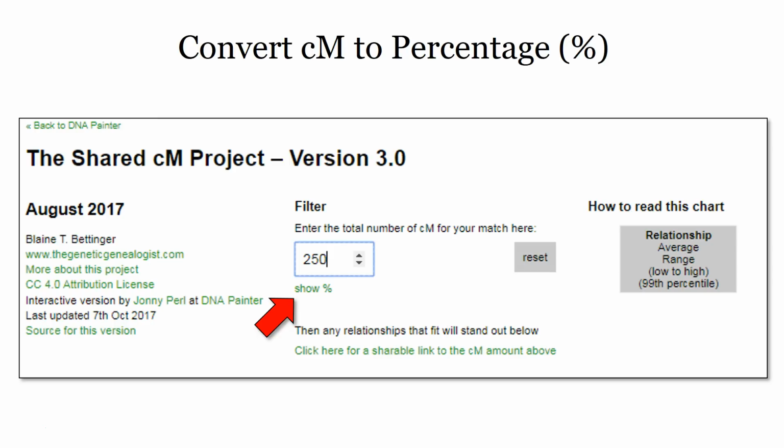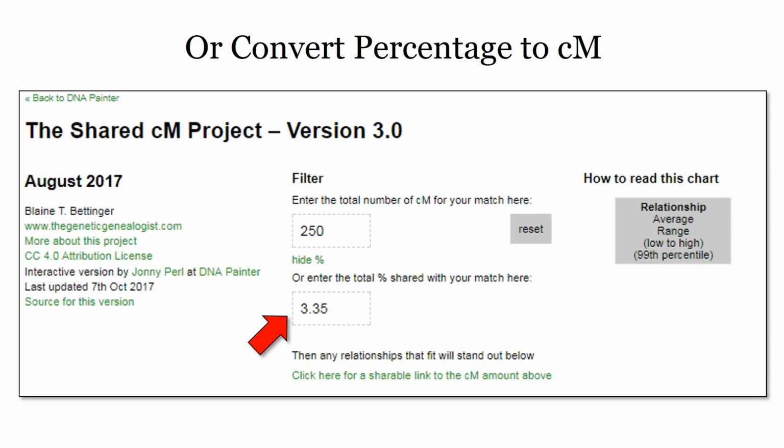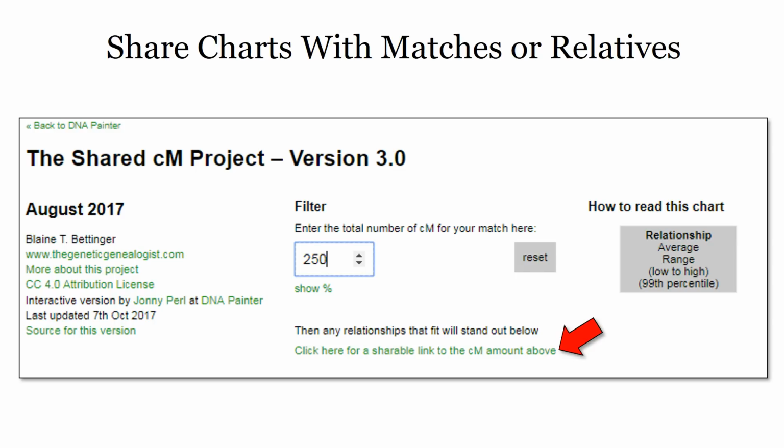So what I can do now is I can enter in 250 and I can show percentage, and it will convert that to a shared percentage, which is very handy. I can also go back and forth. I can enter in the total shared in percents from 23andMe, and that will tell me the amount in centimorgans. Okay. The other thing you can do is you can share the chart you've created.